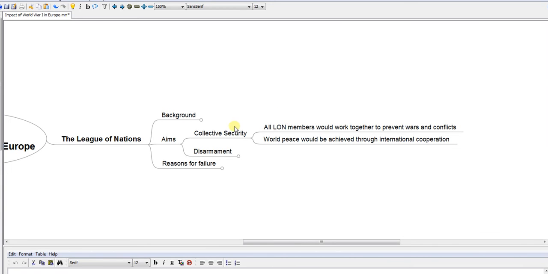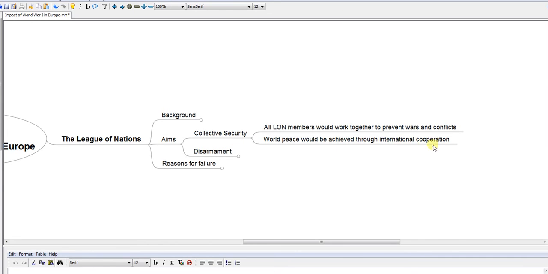The idea of collective security was meant to deter future wars from happening, because the aggressor nation, thinking about this concept and how the other League of Nations members would respond, would be less willing or less likely to actually carry out invasions.